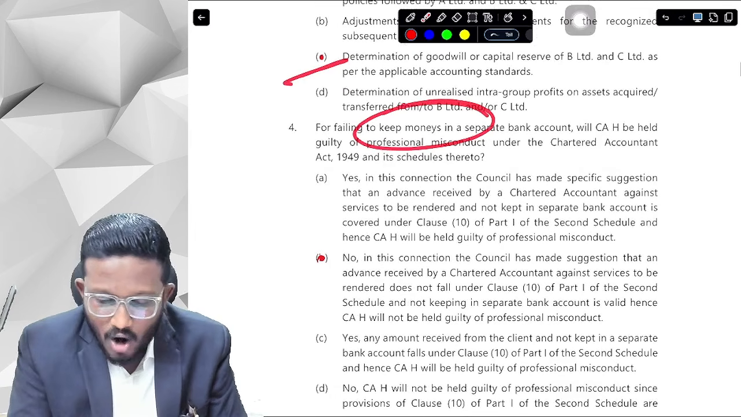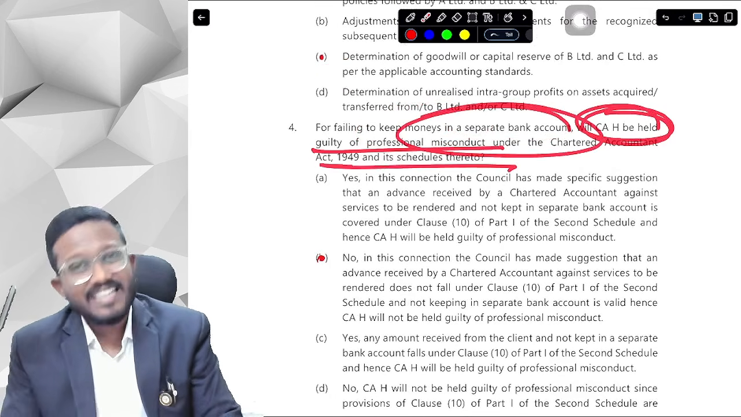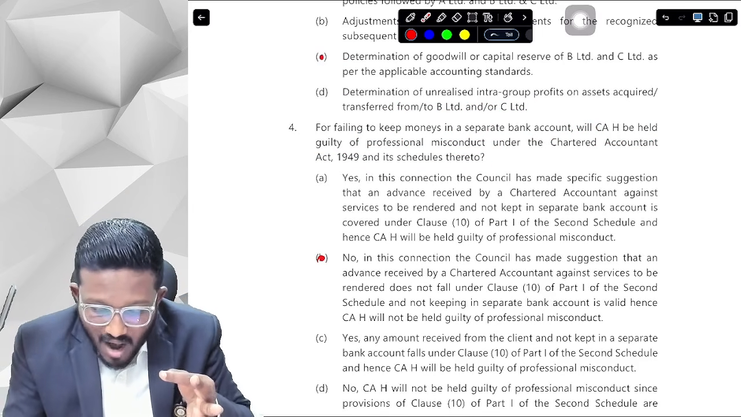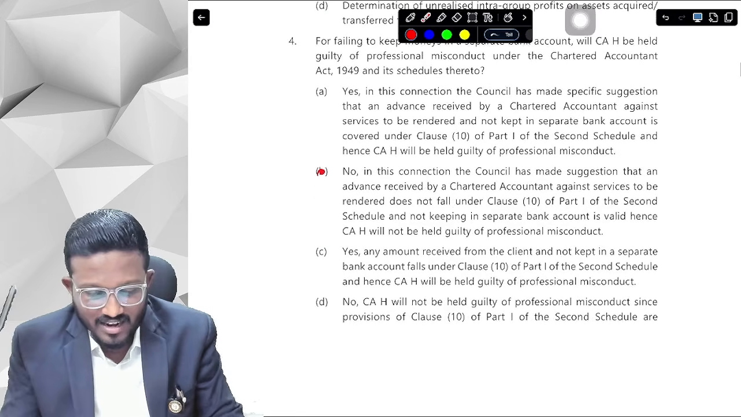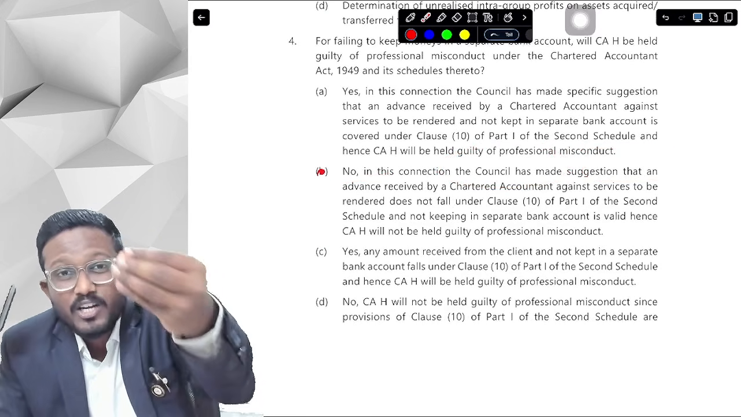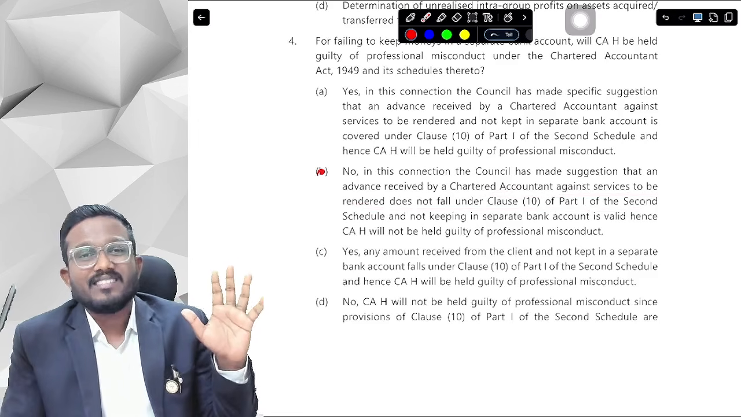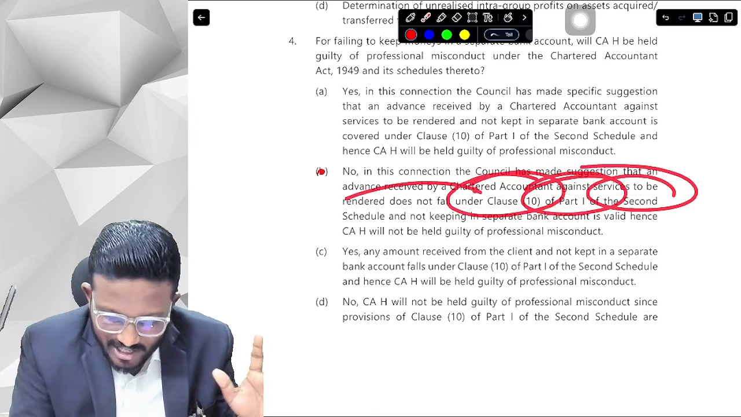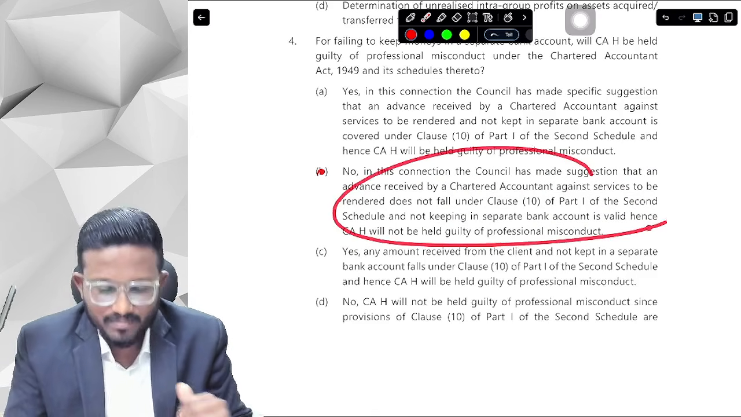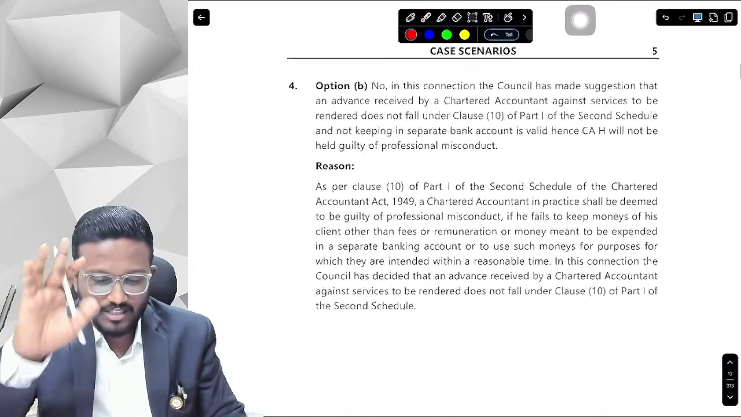Next, when we are not keeping the money in a separate bank account, CAH will be held guilty of professional misconduct. Yes, he will be held guilty, but in this particular case, CAH was receiving an advance for services that he has to give. Here the Council had made a suggestion that if you are receiving an advance for the services that you are going to give, then you do not need to keep it in a separate bank account. Then you will not be considered guilty under Clause 10, Part 1, Second Schedule. So here CAH will not be held guilty. In the question it was given that he was receiving an advance for services to be given by him. Okay, yes sir, this was your first case scenario.